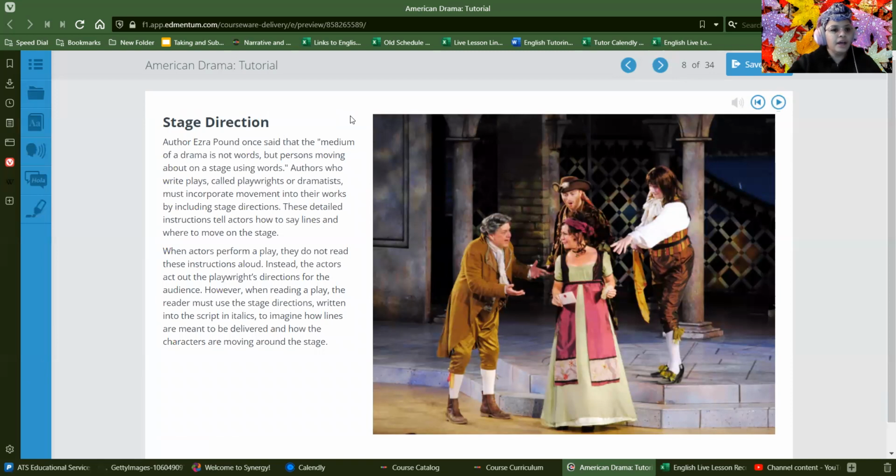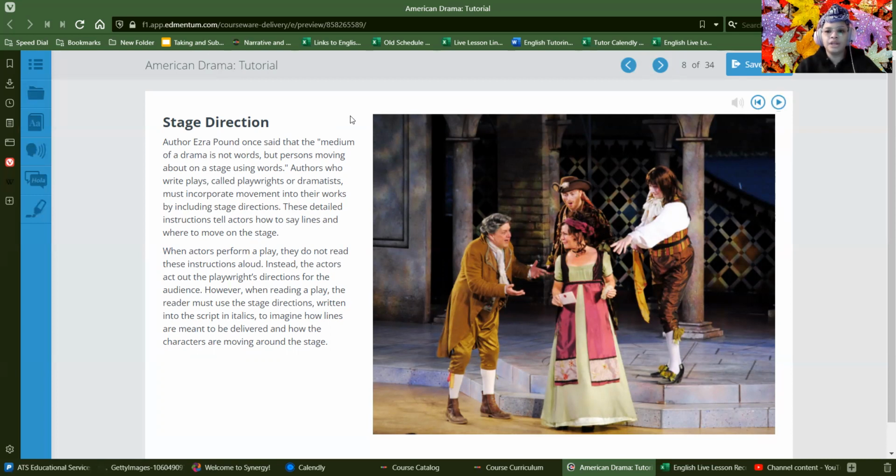Okay, so stage direction. Basically, they're just giving you information on how stage direction became important. Ezra Pound, they give you a quote here, says, "The medium of a drama is not words, but the person moving about on a stage using words." So what he's saying is that your actions have to match the lines that you're delivering.